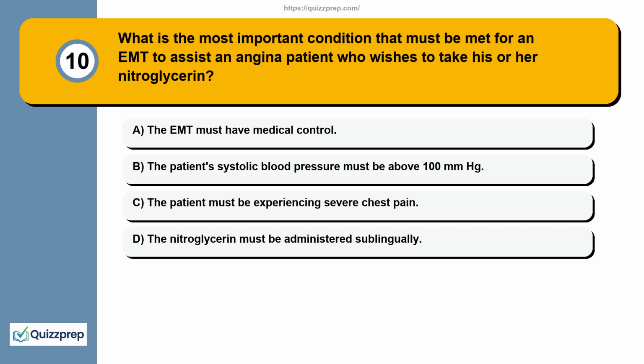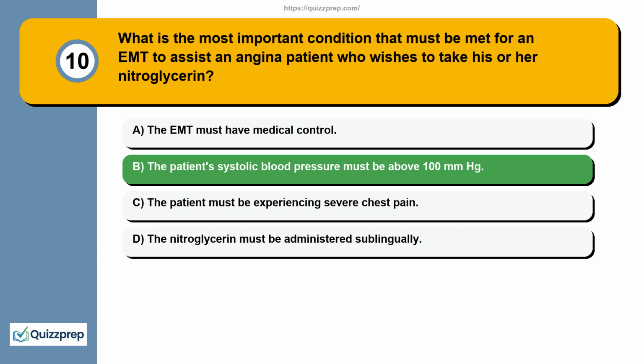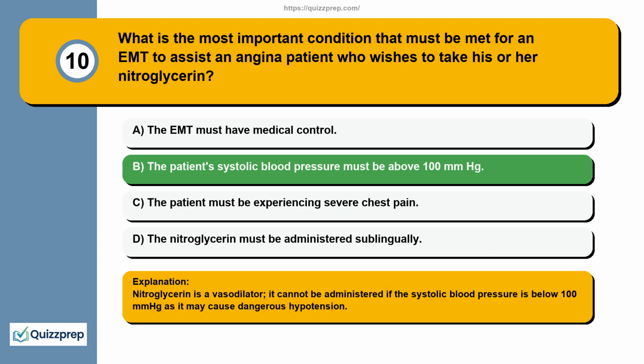Question 10. What is the most important condition that must be met for an EMT to assist an angina patient who wishes to take his or her nitroglycerin? The EMT must have medical control. The patient's systolic blood pressure must be above 100 mm Hg. The patient must be experiencing severe chest pain. The nitroglycerin must be administered sublingually. Nitroglycerin is a vasodilator. It cannot be administered if the systolic blood pressure is below 100 mm Hg as it may cause dangerous hypotension.